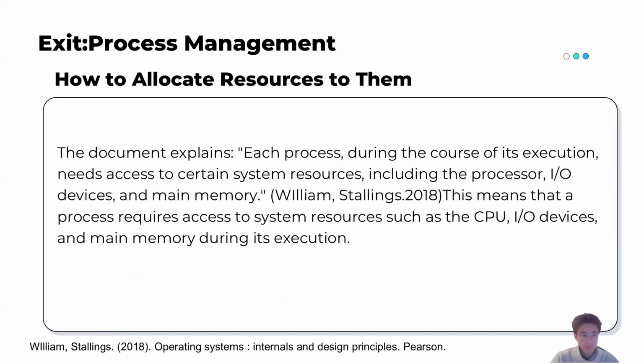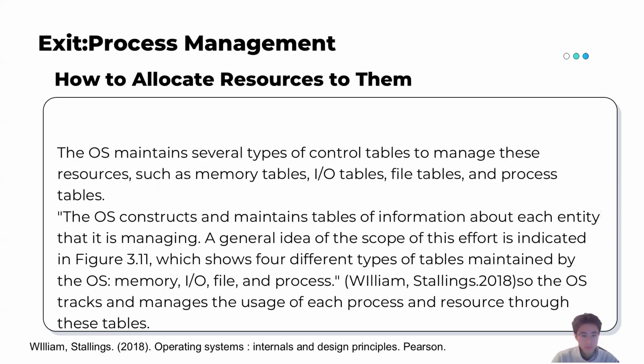And then, how to allocate resources to them. Processes require system resources such as the CPU, memory, and I/O devices. The OS maintains control tables, including memory, I/O, file, and process tables, to efficiently manage these resources.